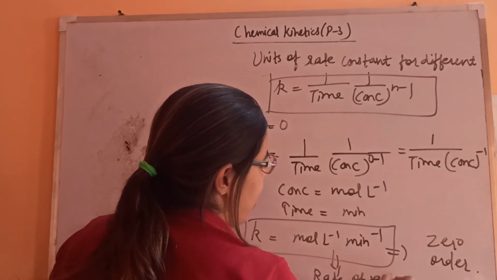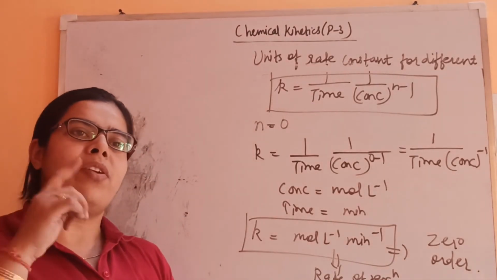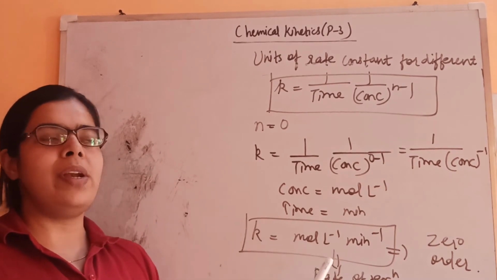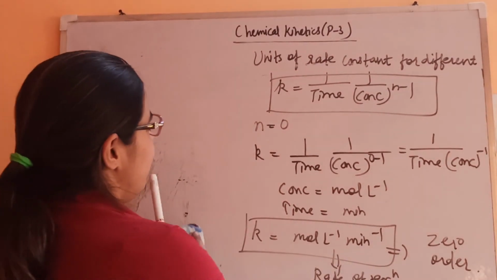So this question will be asked: which order of reaction is having the same units as that of the rate of the reaction? So that is the zero order reaction, which is having the same units as that of the rate of reaction. Now let's substitute the next values.